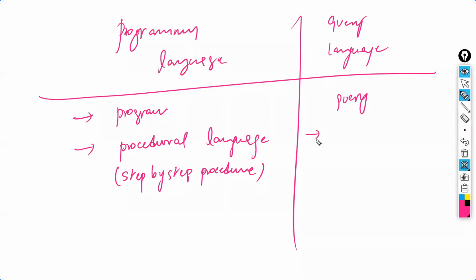Whereas query language is called a declarative language. Just declare. It is called a declarative language. This is called a procedural language. This is called a declarative language. Sir, what is the difference?